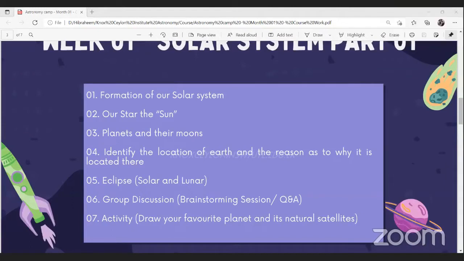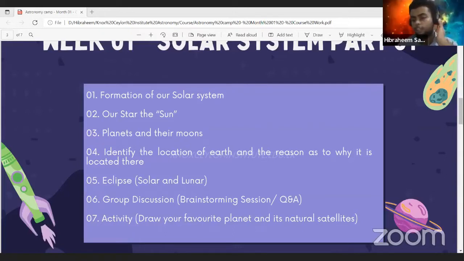A protostar is a very young star that is still gathering mass from its parent molecular cloud. Exactly. Thank you for the answer. Thank you everyone for the answer.